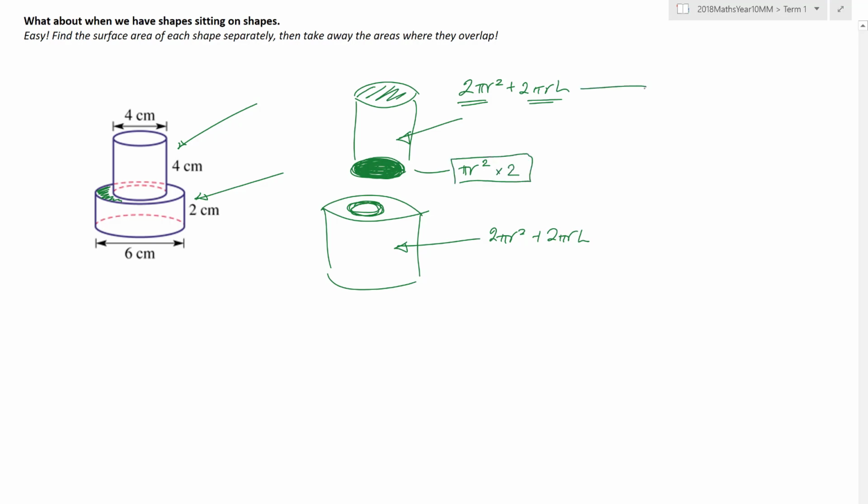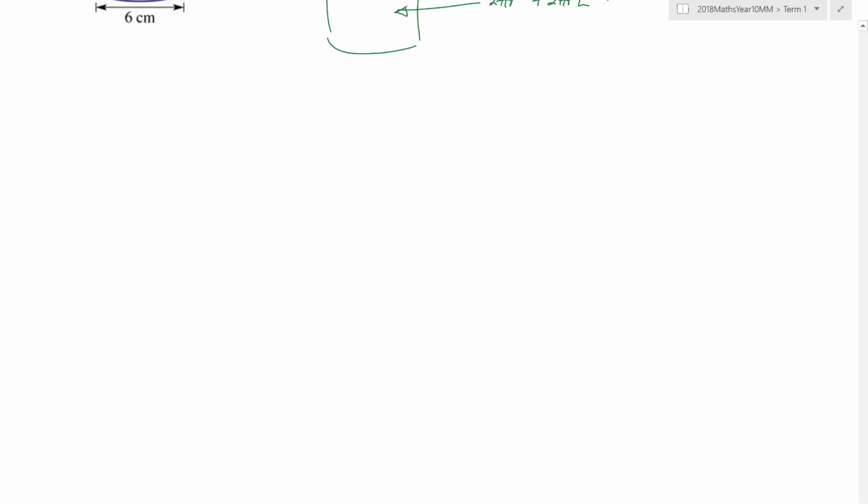So I would do this, I would add it to that, and then I would take away that. You're trying to take away the overlap. And because there is an overlap for both the top shape and the bottom shape, this is why I multiplied it by 2. Okie dokie.